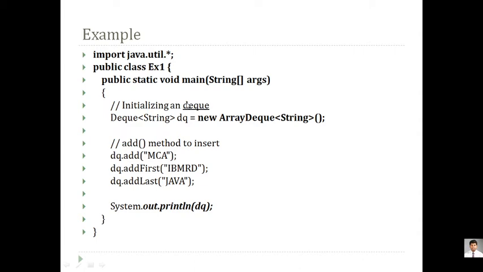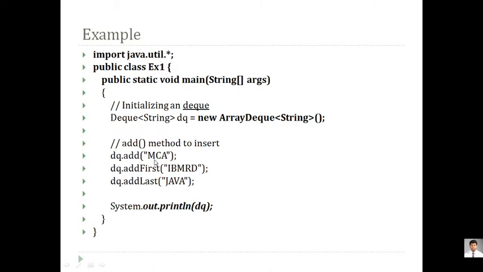Here we have created a Deque object using new ArrayDeque. You have to keep in mind the syntax of this one. As far as this Deque is concerned, I have created a queue of strings, so that's why I have specified it. I have restricted the user to add only strings. And I will be using a function called deque.add. This is the object of the queue. So deque.add MCA.